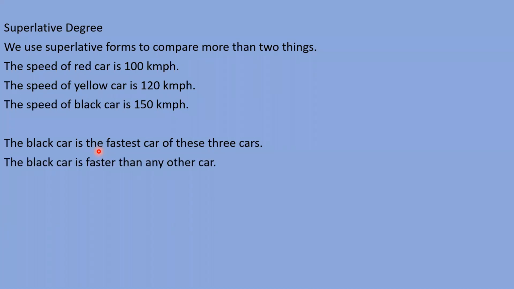Second, we can say this sentence in this way also: the black car is faster than any other car. But remember this, here you have to use the comparative degree, but if you use the superlative degree, then as a selection you have to use the superlative degree. If you do not make any selection, then you compare directly. So here also you can use the comparative degree, right?